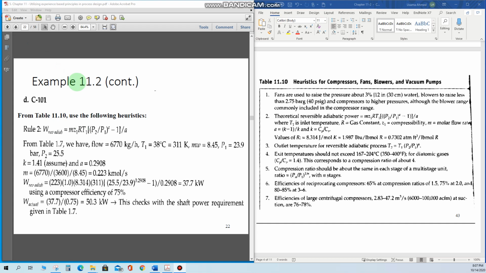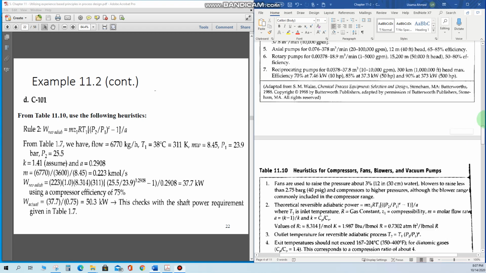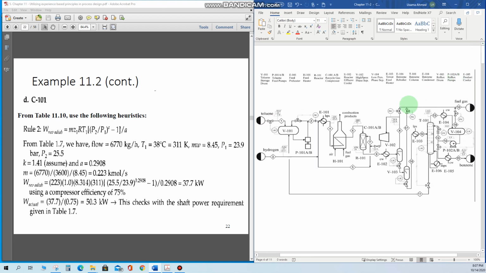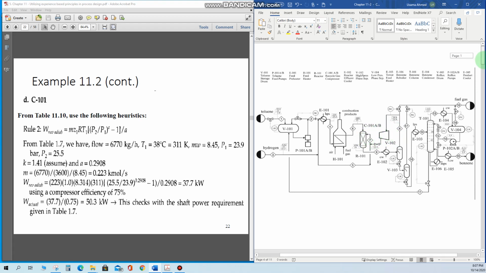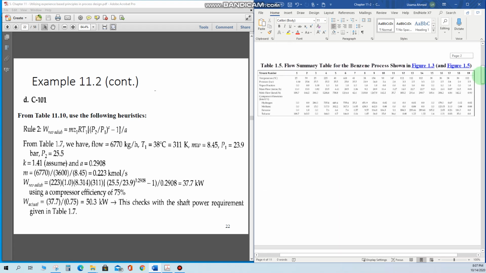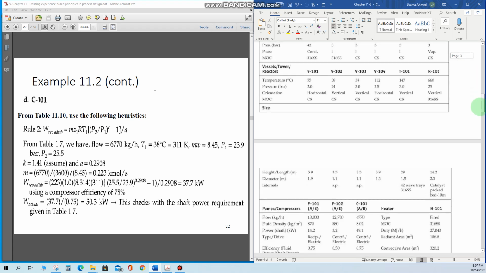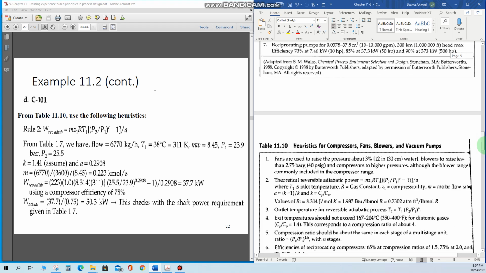Now let us solve part D of example 11.2, which is about the equipment C101. So let us see what we have in C101. If you go to the figure here, C101 represents this compressor, and we have to estimate the work required by this compressor. We will see which heuristics we can consider for this compressor to find out the work or the power required by it.